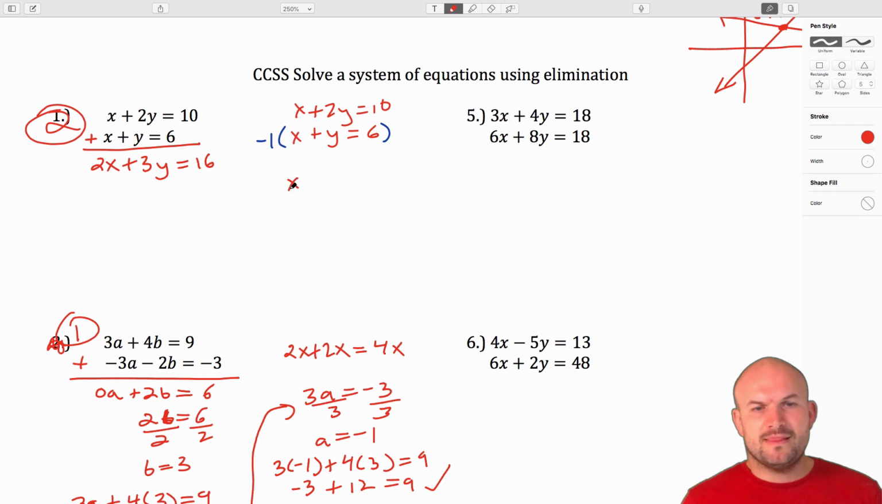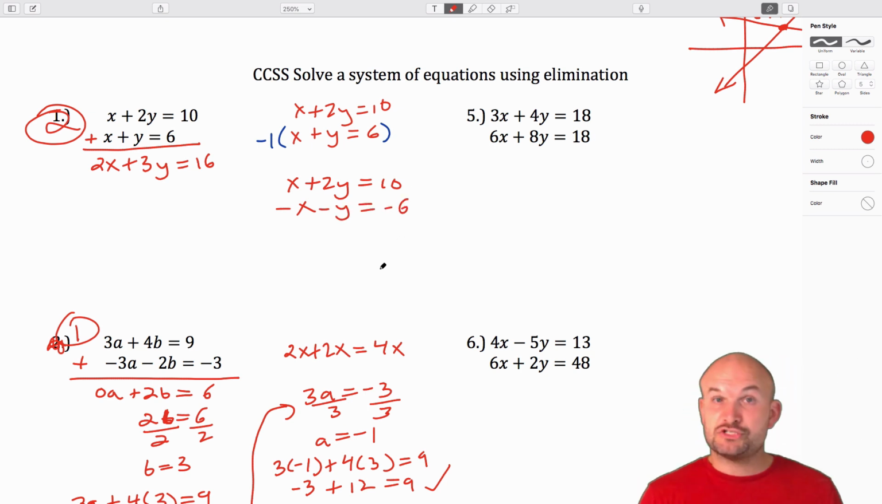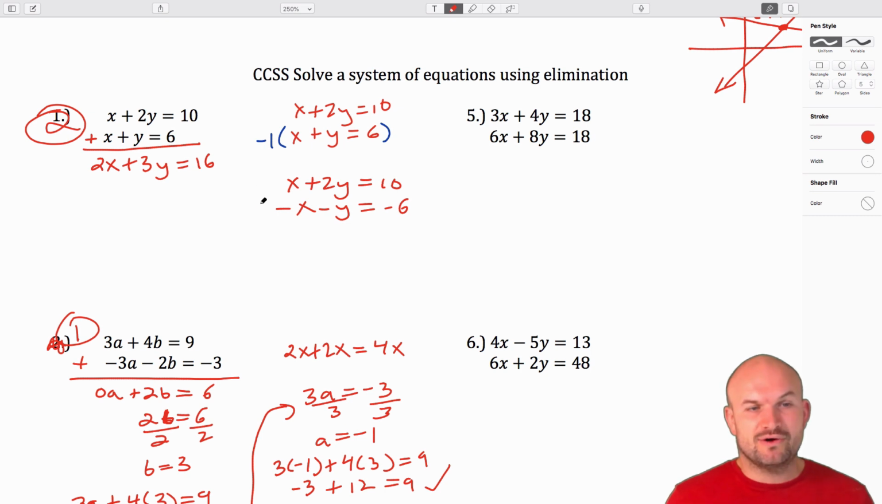That is going to be x plus 2y is equal to 10 all over a -x minus y equals -6. Now you can see how that's distributed to both of them. And now I can go ahead and use my addition. So now I'm going to add both of those. I'll just put them in parentheses so you can see that addition, like what I did there.